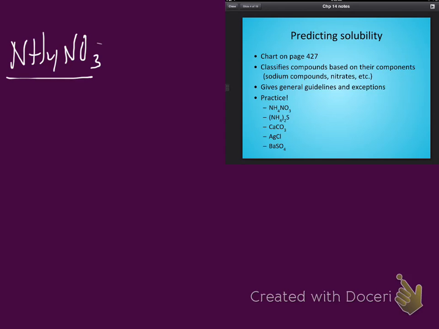Number 5, most carbonates, phosphates, and silicates are insoluble except those of sodium, potassium, and ammonium. It's an ammonium compound, but it's not an ammonium carbonate, phosphate, or silicate. Doesn't apply. Most sulfides are insoluble except those of calcium, strontium, sodium, potassium, and ammonium. Again, we have an ammonium compound, but it is not a sulfide. So, is this soluble? Yes, it is. And we base that on rules number 1 and 2.